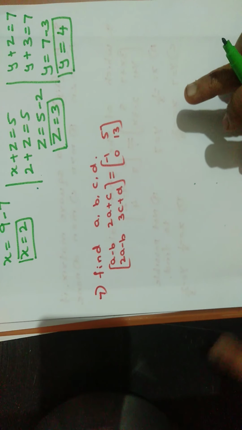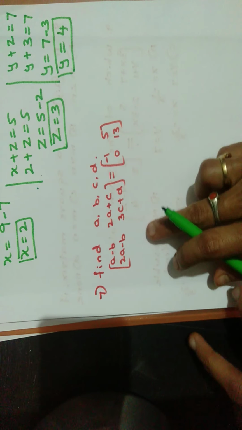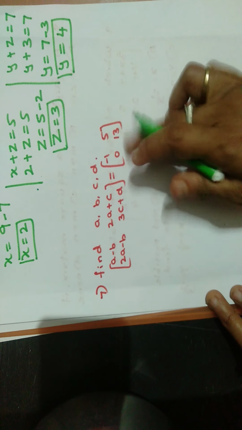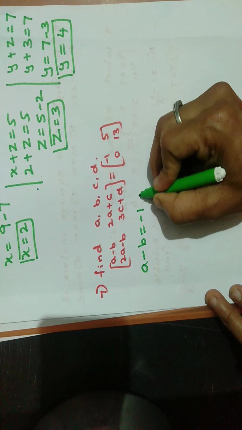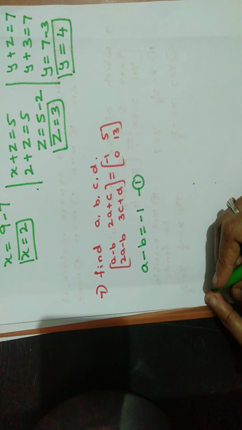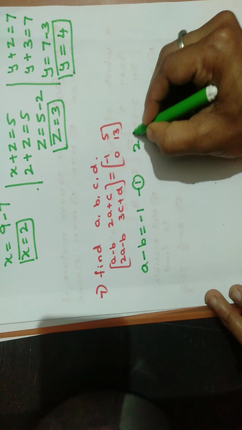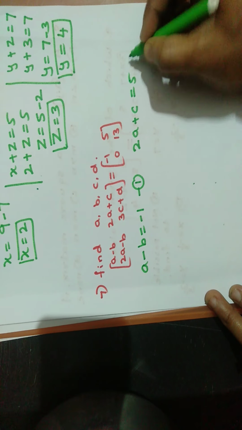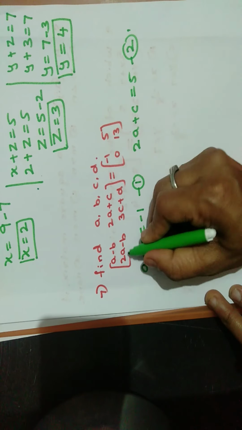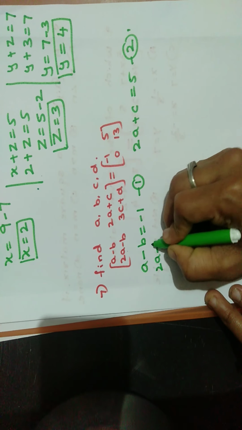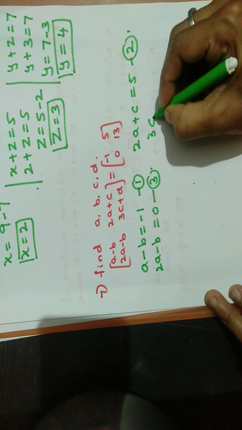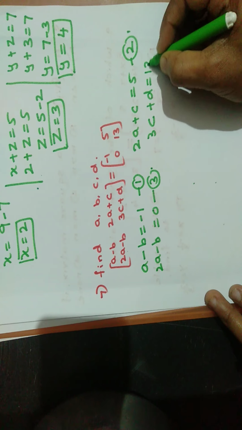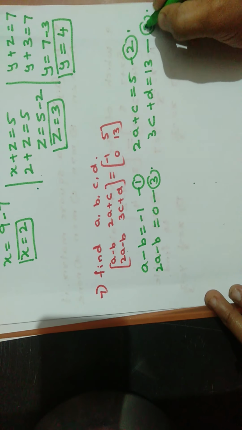Next, one more example. Find A, B, C, D. Here also we use the equality of two matrices. By comparing the corresponding elements, A minus B is equal to minus 1. We call it equation 1. Next, 2A plus C is equal to 5. This is equation 2. Next, 2A minus B is equal to 0. This is the third equation. And the fourth equation, 3C plus D is equal to 13.